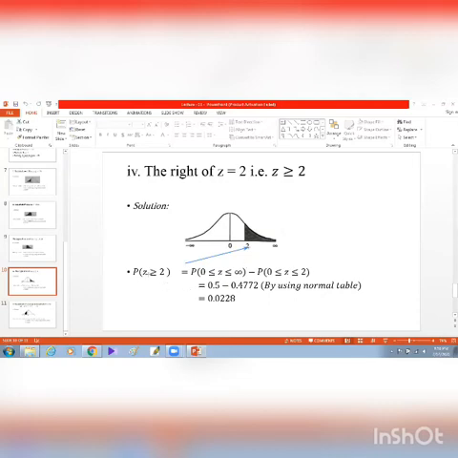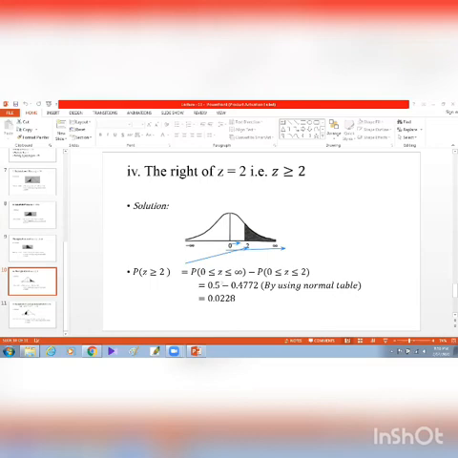Now probability of z greater or equal to 2 can be expressed such that from 0 to infinity, if we subtract 0 to 2, then we get the value of probability of z greater or equal to 2. This portion, if we subtract 0 to 2 from 0 to infinity, then we get probability of 0 to infinity minus probability of 0 to 2.